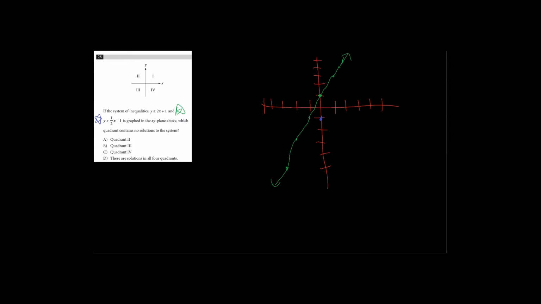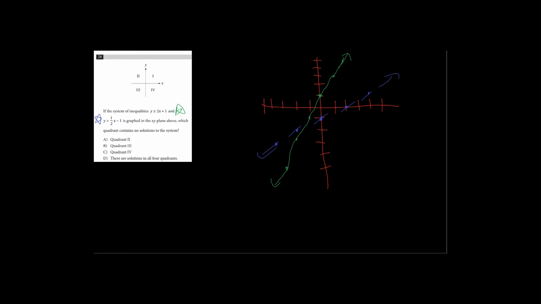And the slope is 1/2, so I'm going to go up 1 over 2, up 1 over 2, and down 1, left 2, down 1, left 2. This does not have the equal sign, so it's just going to be a dashed line instead.